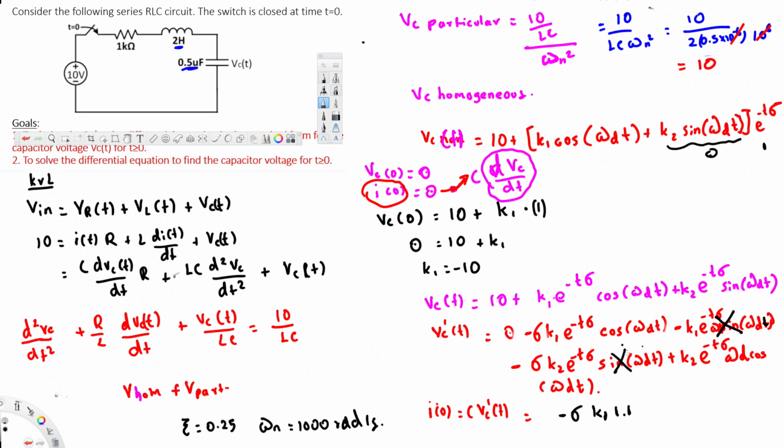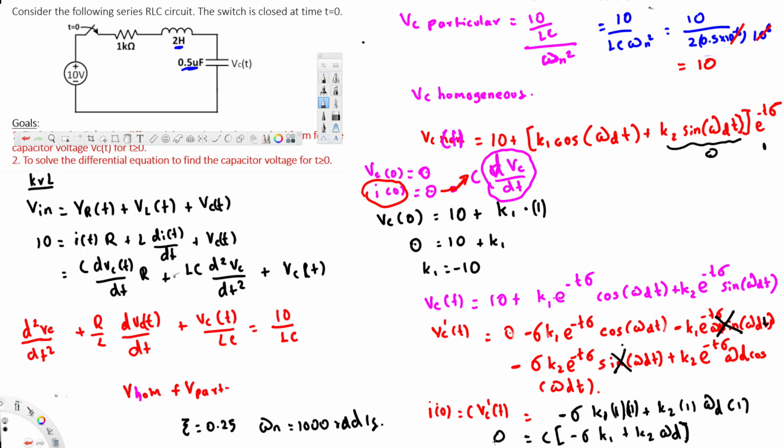This one is eliminated, this one is eliminated. We have k2 e power negative t sigma. So this is going to be k2 times, so this is 1 times 1. So k2 times e power 0, that's going to be just 1. Then we have omega d, and cos 0 is going to be 1. So we just plug 1 here. The whole thing is equal to 0, right? So 0 is equal to c times negative sigma k1 plus k2 omega d. So this is what we derived.